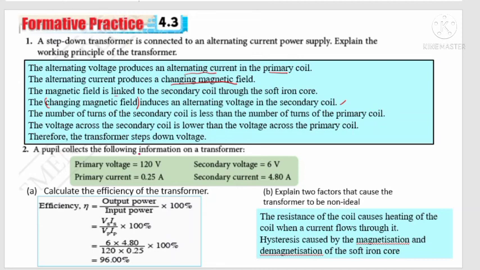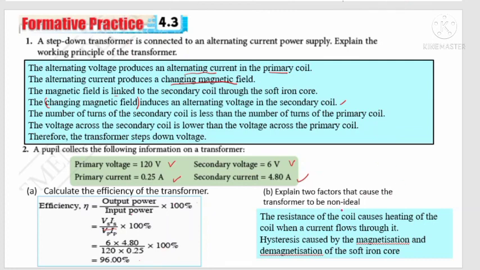A pupil collects the following information on a transformer: primary voltage, primary current, secondary voltage, and secondary current. Calculate the efficiency. Formula: output power divided by input power times 100%. So we have VSIS divided by VPIP times 100%. You just substitute all the values into the formula, so we get 96%. So this is not an ideal transformer because the efficiency is less than 100%.